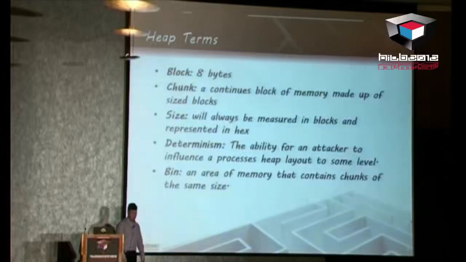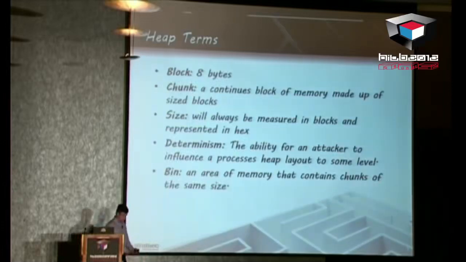We'll just cover some heap terms quickly. A block is essentially represented as 8 bytes. That's just how it's calculated in memory. A chunk is a continuous block of those bytes, and a size is represented by the number of blocks. So if you have a size of 4, we're talking about 32 bytes here.